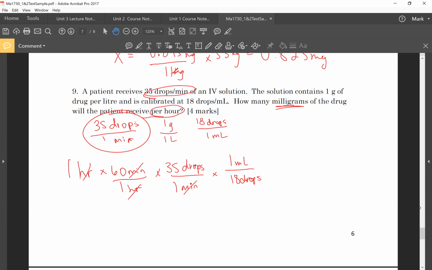we're delivering 1 milliliter. Okay, and actually, I'm going to stop it there for a second. Let's just solve this and take a minute to think about this. So, okay, 1 hour times 60 minutes. So we have 60 minutes. There's 35 drops in a minute, and there's 1 milliliter in 18 drops. So I'm going to get here 117 milliliters. Now we're not done.